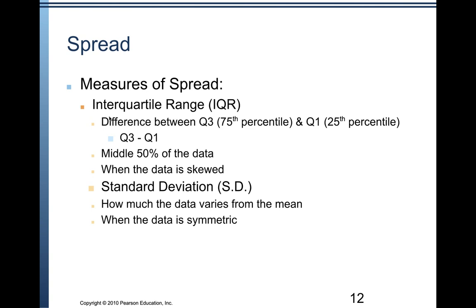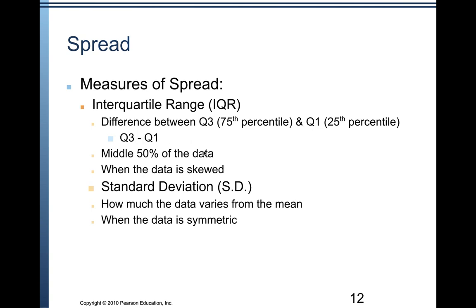Okay, when you have data, of course, you know that the median is the middle number, but the interquartile range is what it says here. It's the difference between Q3 and Q1, Q3 minus Q1.